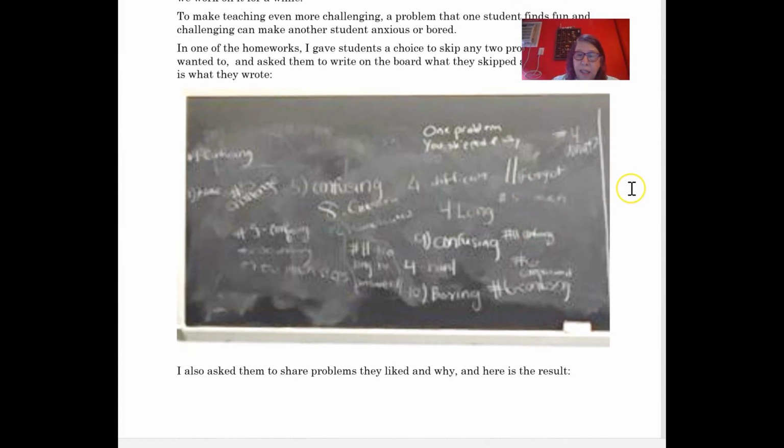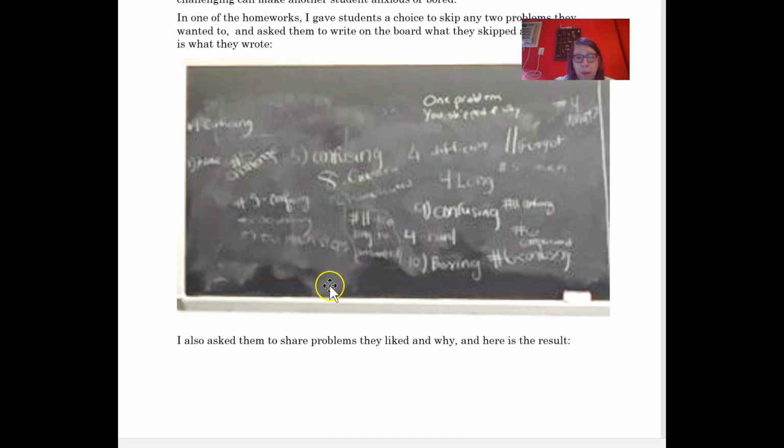When I do this section, I always give my students a chance to skip any 2 problems in the problem solving section. And this is what some of them wrote on the board, why they skipped the problem. So this person skipped number 5 because it was confusing, difficult, I forgot, what? Or it was boring. So these are all the reasons people skipped one of the problems.